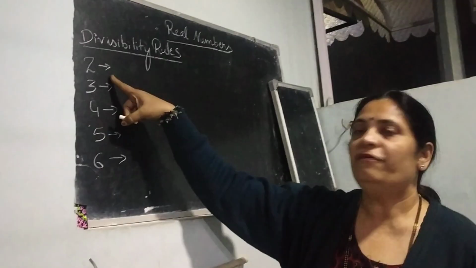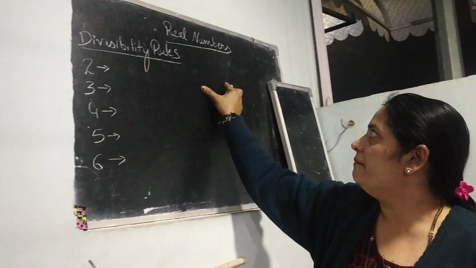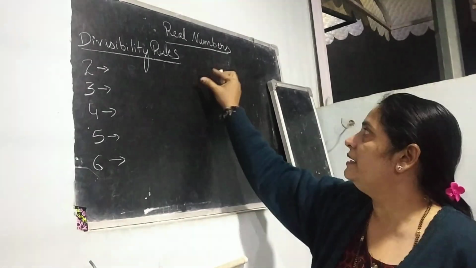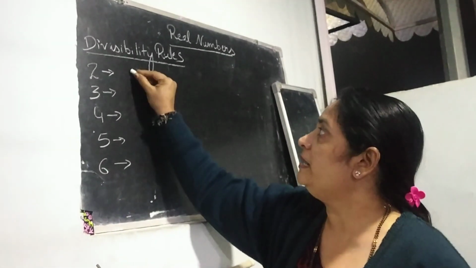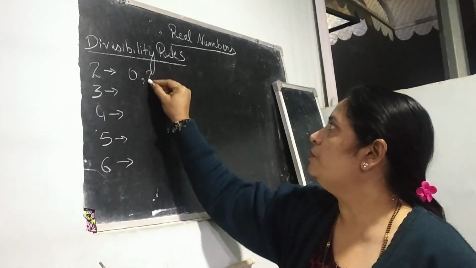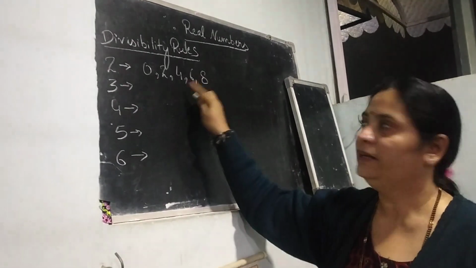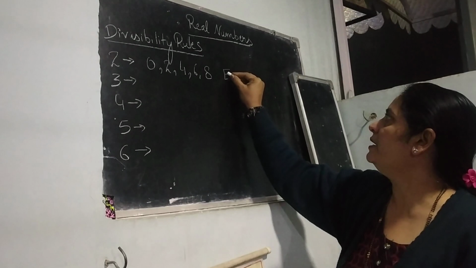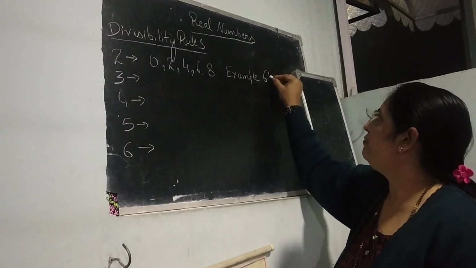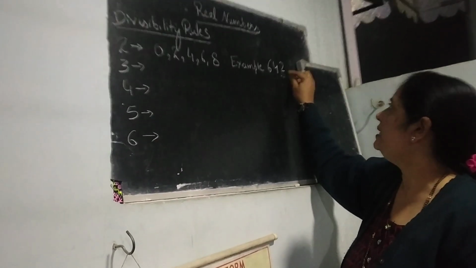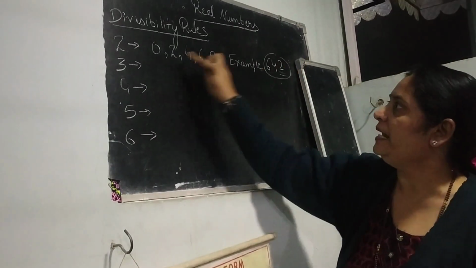First rule, if you have to find whether the number is divisible by 2 or not, just check the digit at one's place, the last digit, that is, if it ends with 0, 2, 4, 6 or 8. Example, we can take any number like 642. If the last digit is 2, then this whole number is divisible by 2.